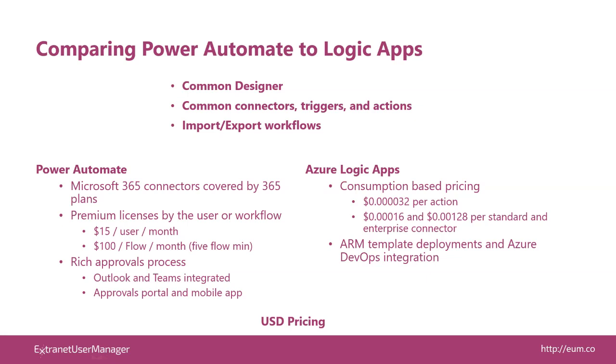$15 per user per month, or $100 per flow per month with a 5-flow minimum. So it'd be $500 USD per month, and then you can have as many people run as many Power Automates as you want in your organization. So depending on the size of your org, that flat monthly can make a lot of sense. If you're a smaller org, the user level may make more sense.